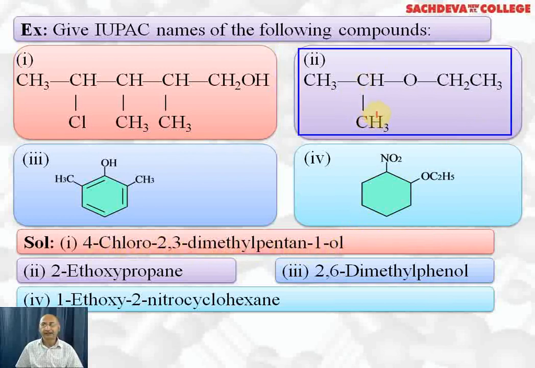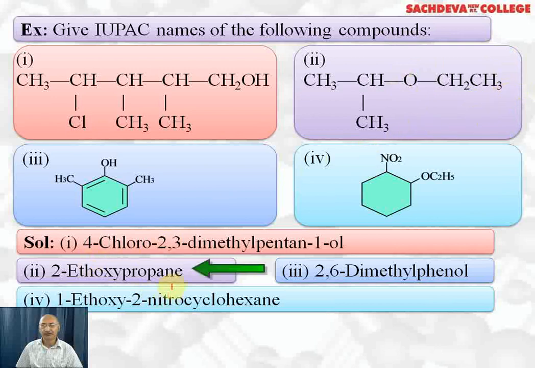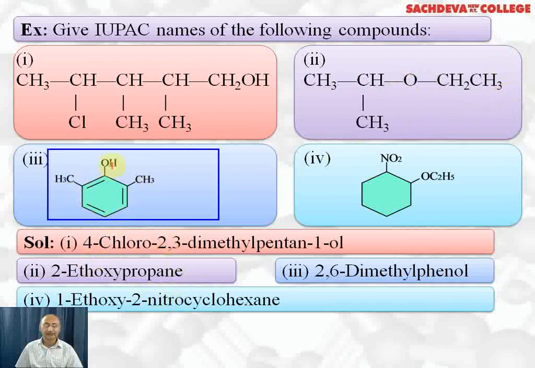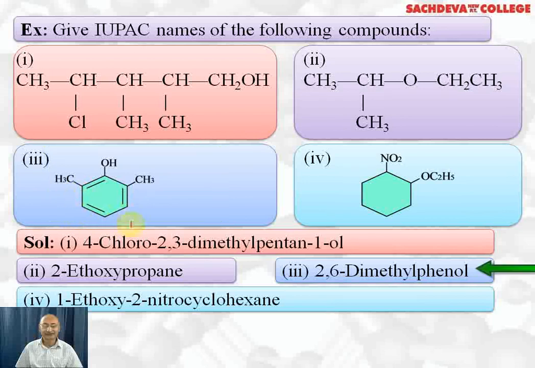This is unsymmetrical ether. We have CH3, CH, CH3. That will be the longest chain. 1, 2, 3. This group is ethoxy. So this will be called 2-ethoxypropane. Here we have aromatic ring, phenol group and methyl group, methyl group. Counting starts from here. 1, 2, 3, 4, 5, 6. 2,6-dimethylphenol is the name of this compound. Here we have a cyclohexane ring, nitro group and ethoxy group is present. Ethoxy will be given preference over nitro. We call it 1-ethoxy-2-nitrocyclohexane. Cyclohexane is the parent. 1-ethoxy-2-nitrocyclohexane is the IUPAC name.